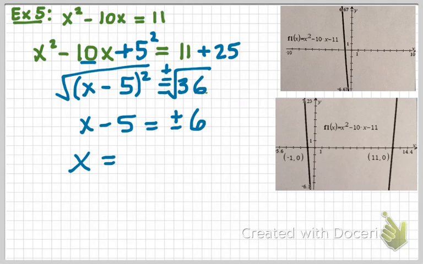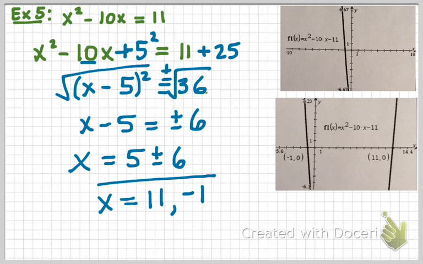So x equals 5 plus or minus 6, because when we add 5 to both sides, the 5 becomes positive. You wouldn't leave your answer this way because it's easily simplified to an actual pair of answers, which would be 5 plus 6 gives us 11, 5 minus 6 gives us negative 1, and those are our two solutions, which matches our pictures here.